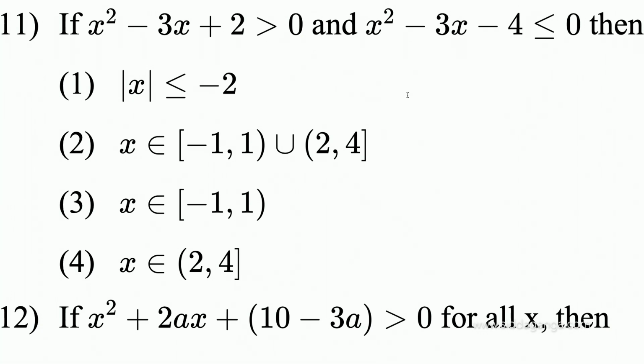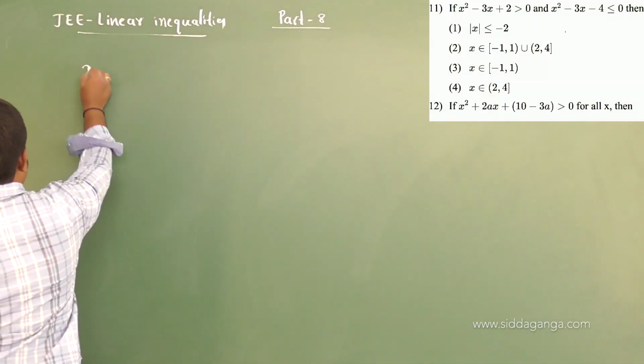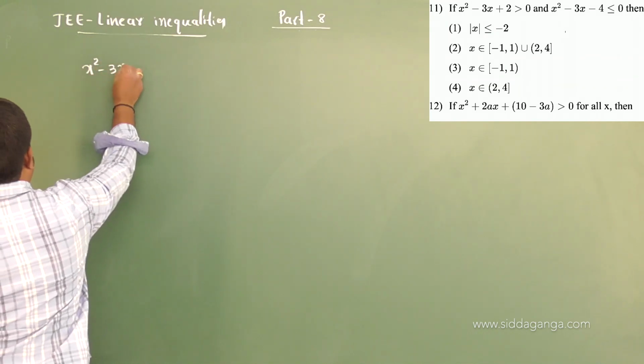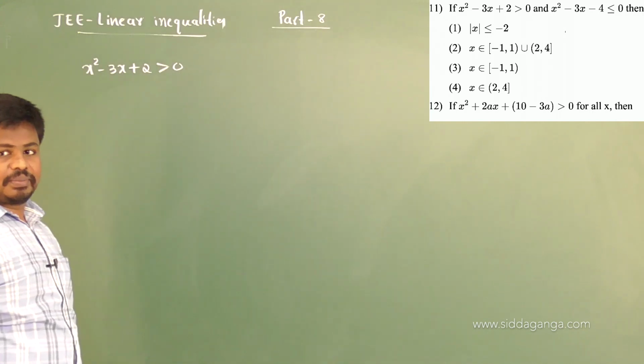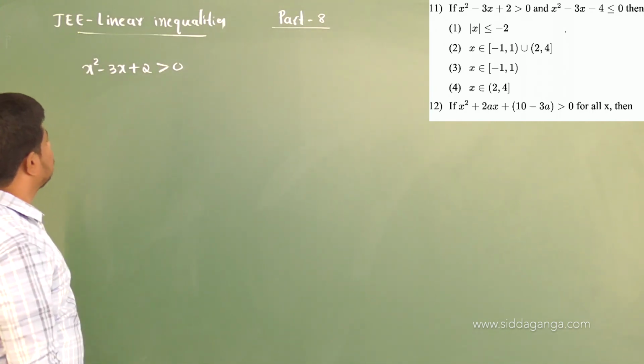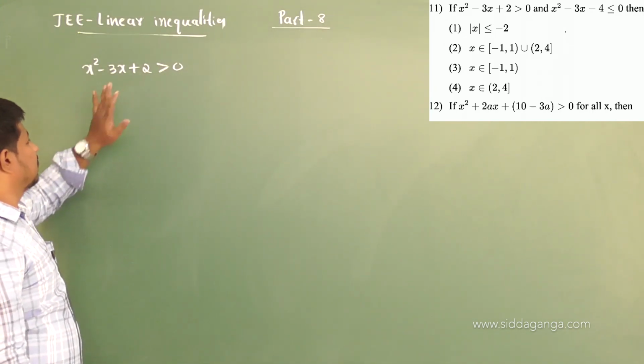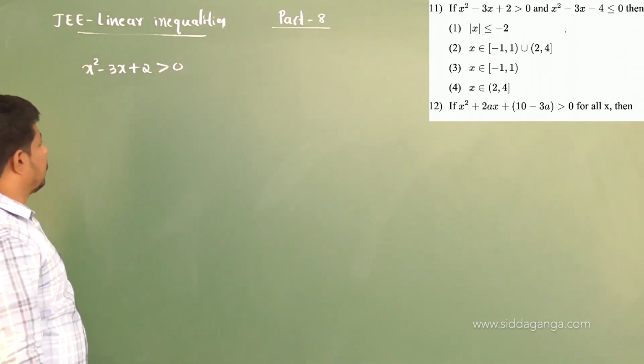Let me move to question number 11. X square minus 3x plus 2 is greater than 0 and x square minus 3x minus 4 is less than or equal to 0. These two are true for what values of x? That's the question. X square minus 3x plus 2 greater than 0. Let me solve this first, and find the values of x which make this a true statement.